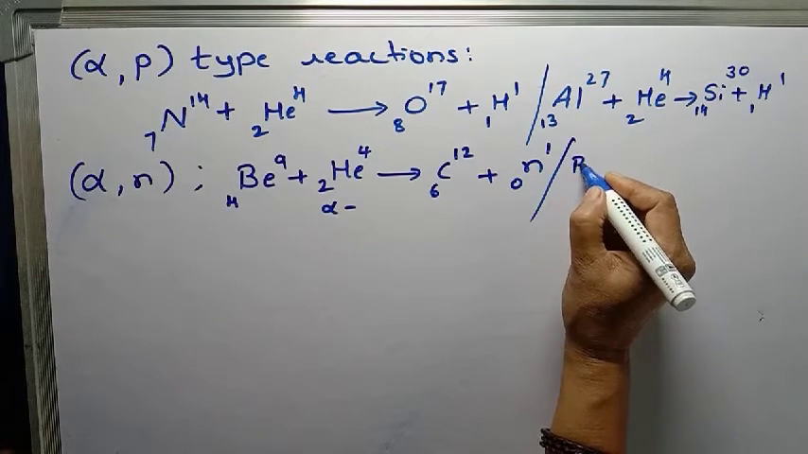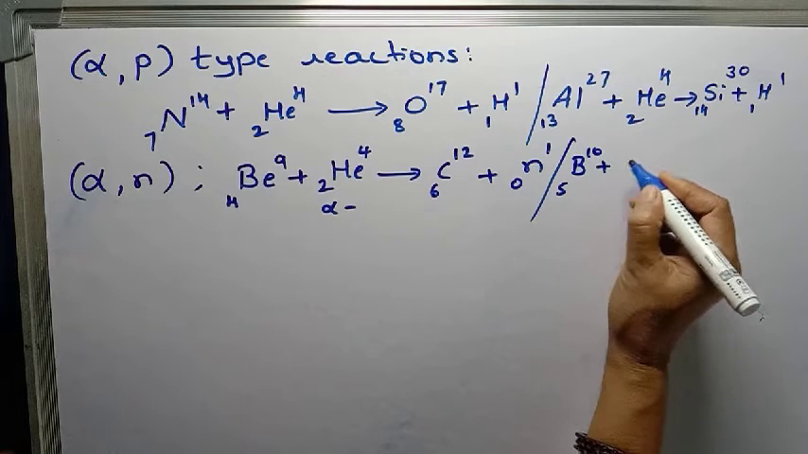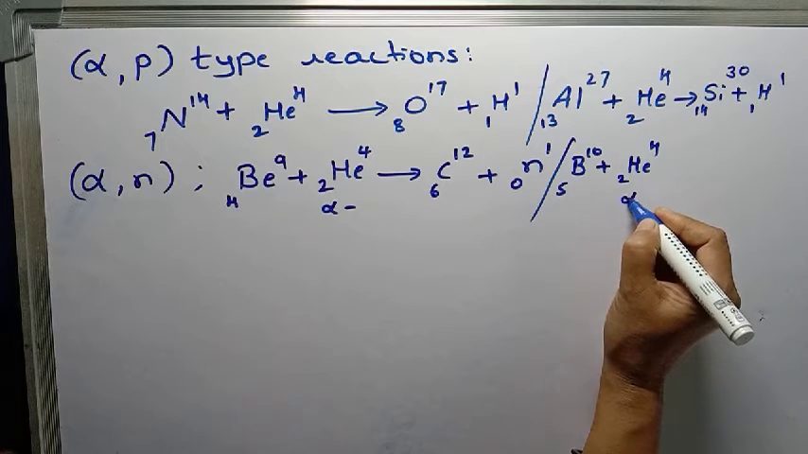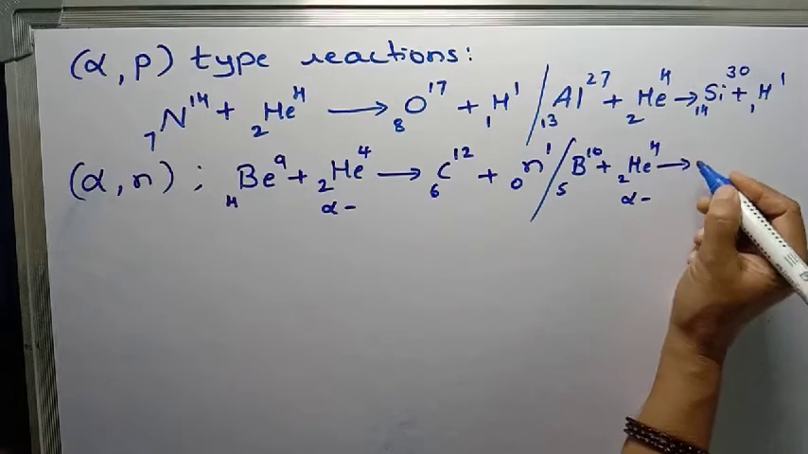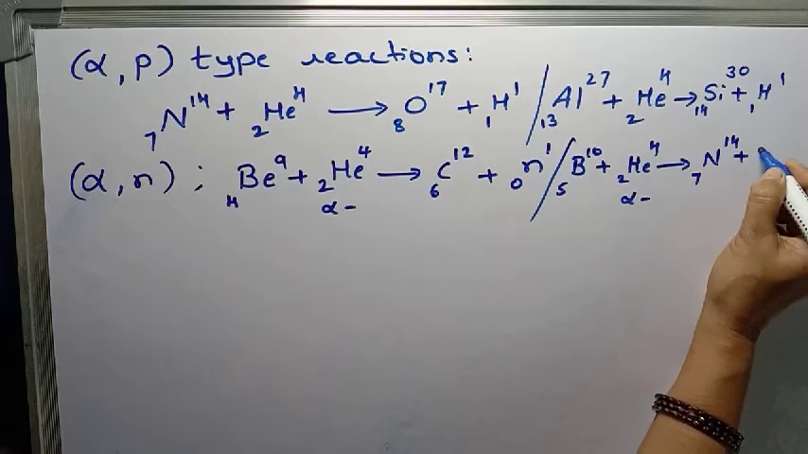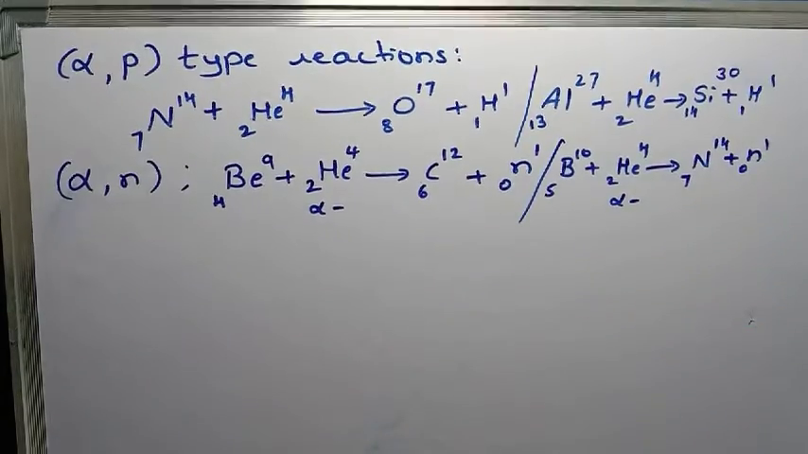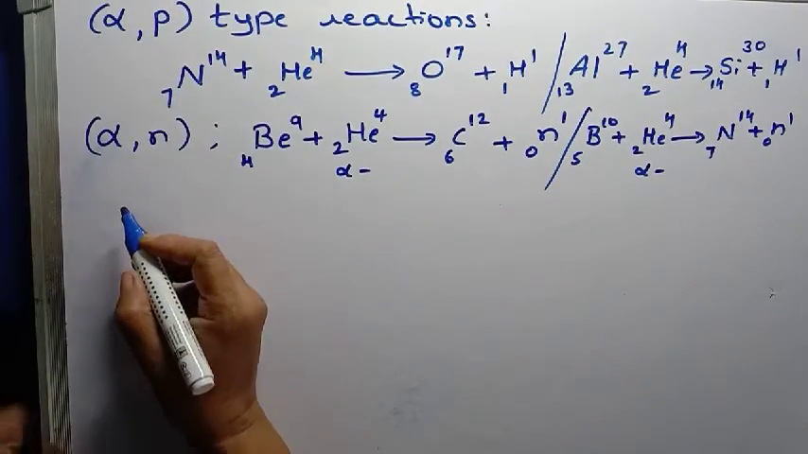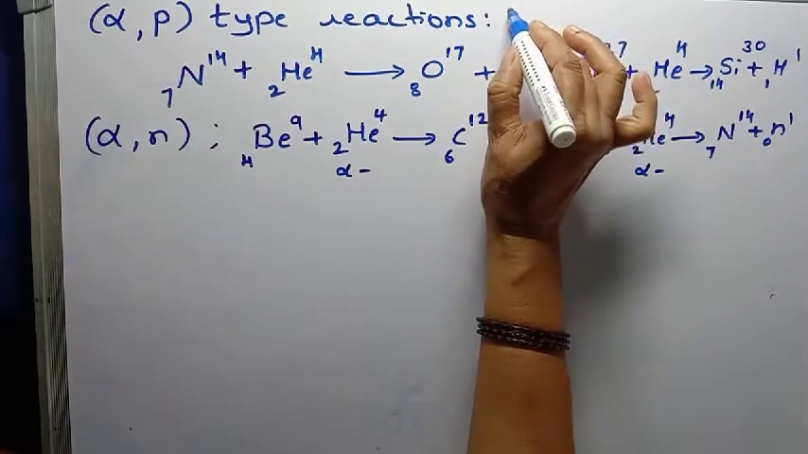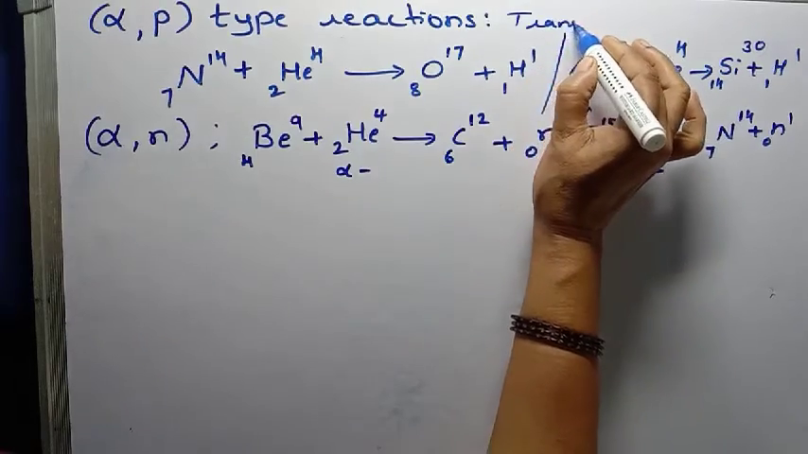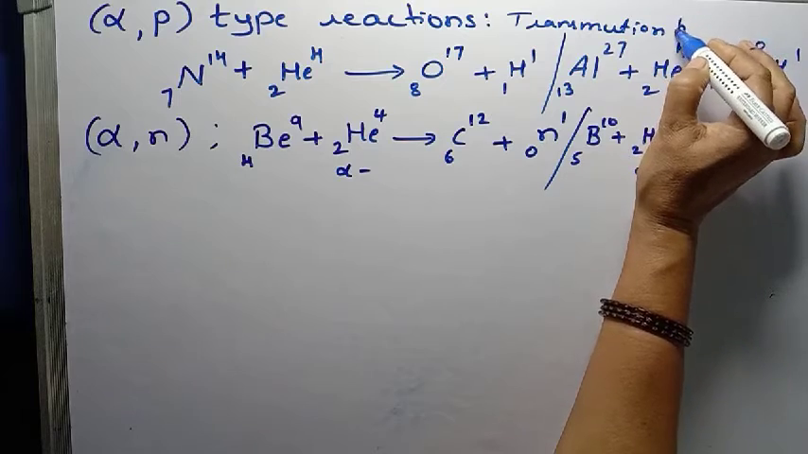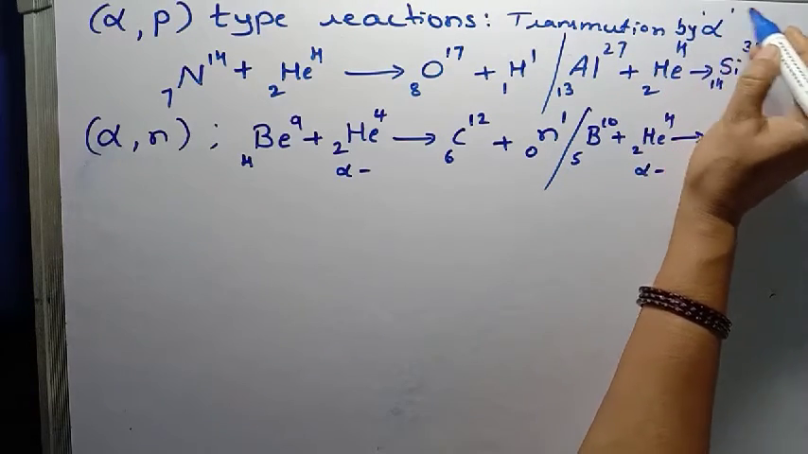Another example, say boron. When it is made to react with an alpha particle, this is the alpha particle, a helium atom, it changes into nitrogen with the liberation of a neutron. So similarly we can take the transmutation by protons. These are the examples for transmutation by alpha particle.